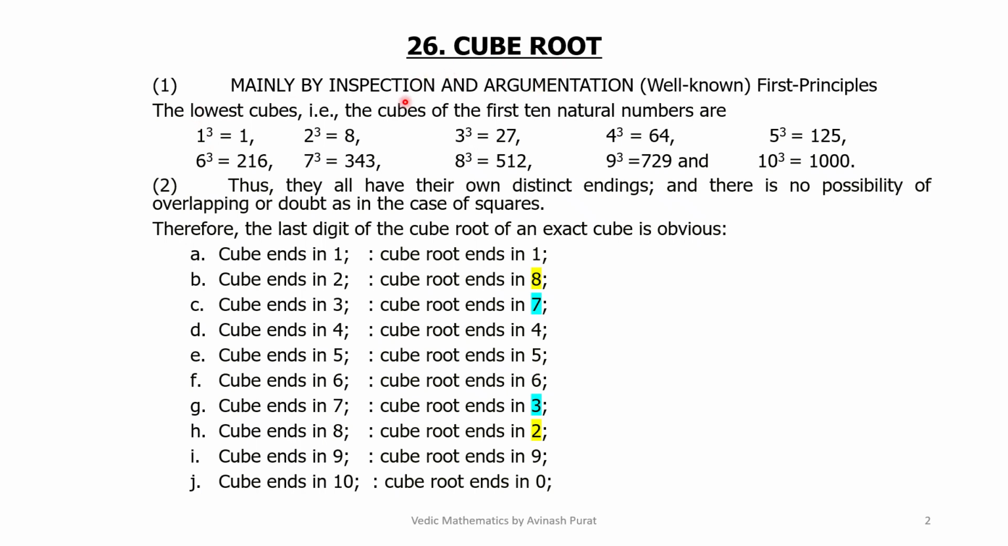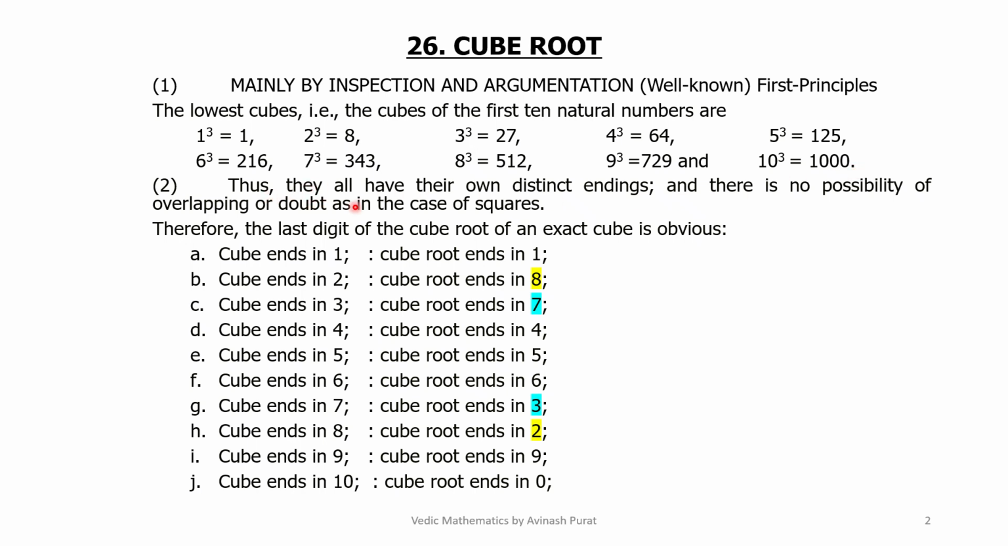Cube root, mainly by inspection and argumentation, from well-known first principles. The lowest cubes, that is, cubes of the first 10 natural numbers, are: 1 cube is 1, 2 cube is 8, 3 cube is 27, 4 cube is 64, 5 cube is 125, 6 cube is 216, 7 cube is 343, 8 cube is 512, 9 cube is 729, and 10 cube is 1000.